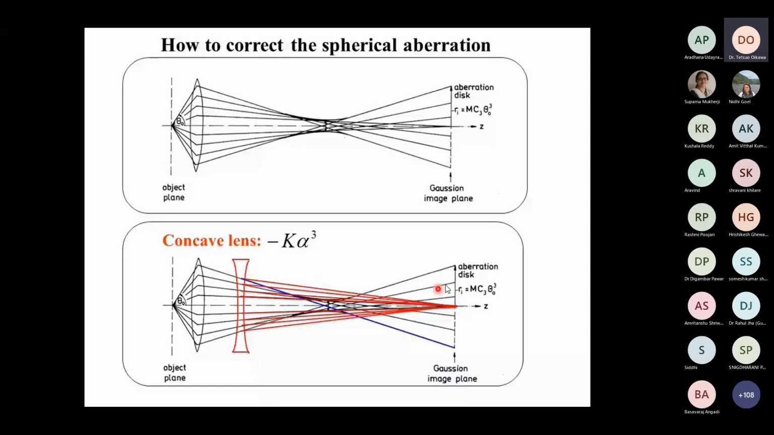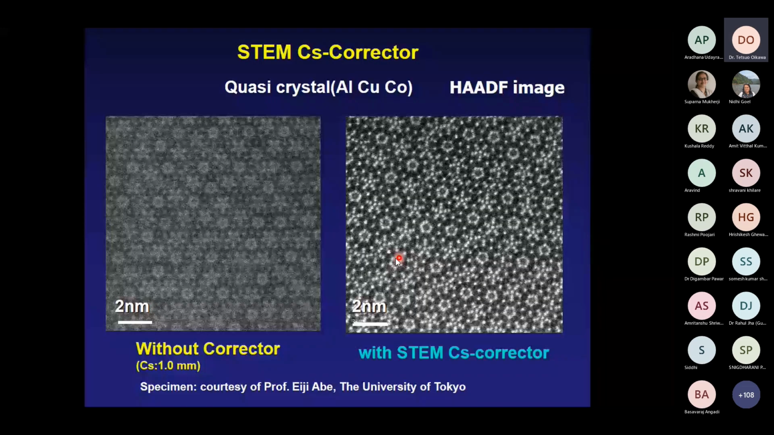Owing to the aberration corrector, STEM resolution drastically improved. The left one is conventional STEM imaging without an aberration corrector, 200 kV. Spherical aberration was 1 millimeter order. The specimen was a crystal of an aluminum, copper, cobalt system. We can clearly observe the atomic resolution, but the contrast is a little bit less and broad.